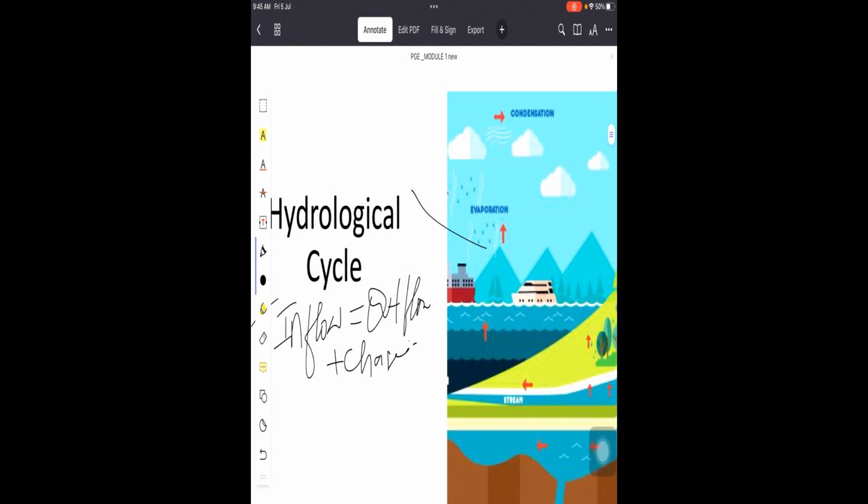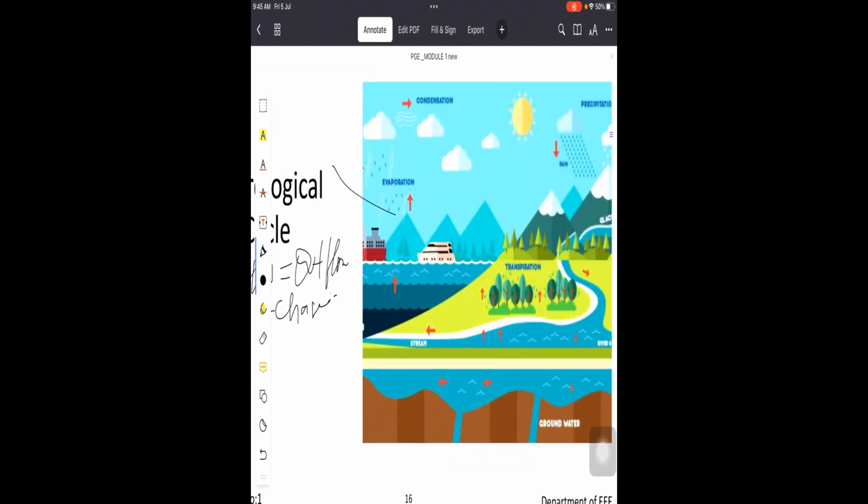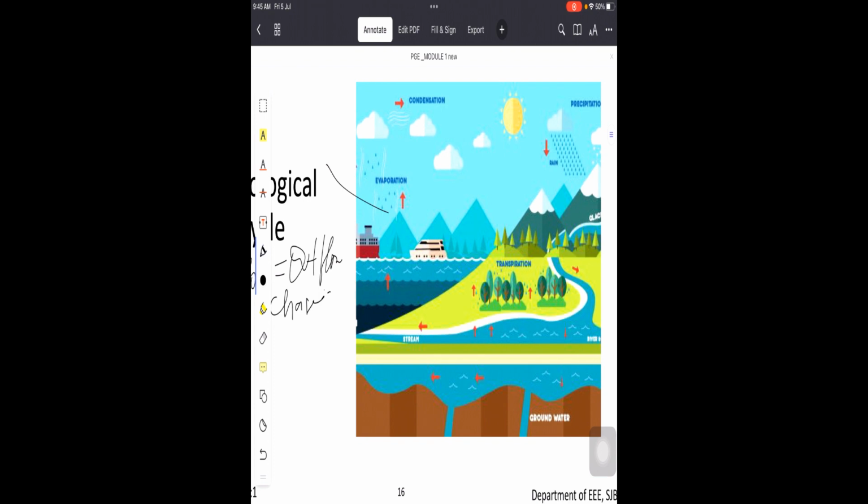Now you can see the diagram here indicating condensation, precipitation, evaporation, transpiration, and groundwater level. Here the main source of inflow is nothing but precipitation. So we receive water through precipitation, which may include rainfall, snowfall, mist, dew, frost, hail, etc. Whereas the sources of outflow are generally surface runoff, evaporation, infiltration, transpiration, interception, and change in storage.